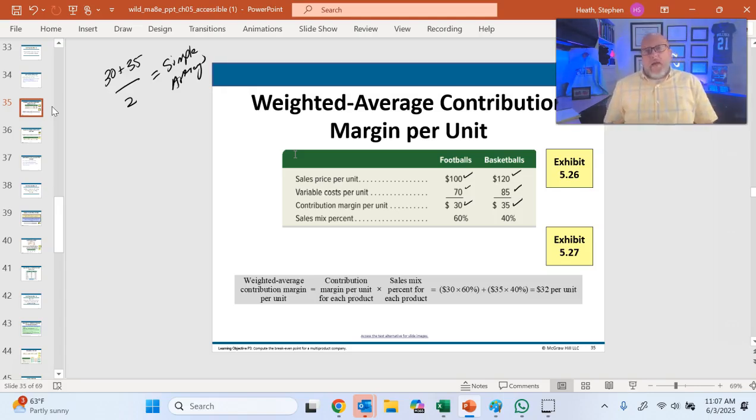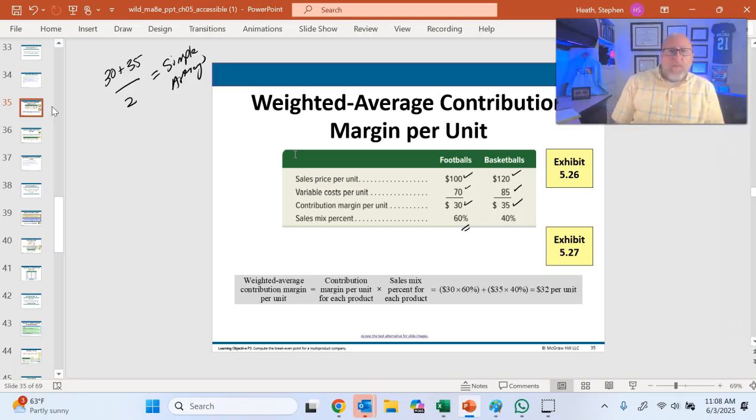We can't use that because a lot of customers will come into our store, and in this particular example, they're buying more footballs than basketballs. So the majority of customers come in, 6 out of every 10 customers is buying a football, whereas only 4 of every 10 customers is buying a basketball. So we need to account for that when we do our weights.